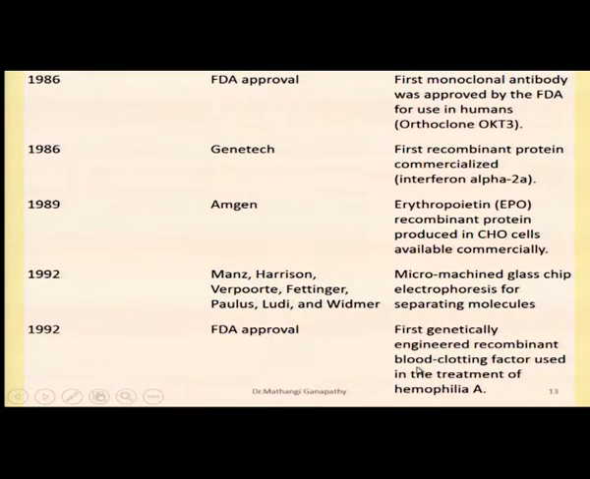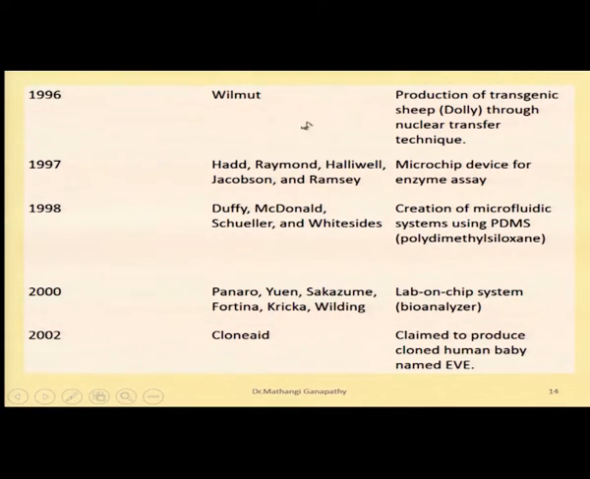This FDA approval of the recombinant human blood clotting factor was again a major milestone in this case. In 1996, we had another very important development in the history of genetic engineering, the production of the transgenic sheep Dolly through nuclear transfer technique. So this was actually the first transgenic animal created.